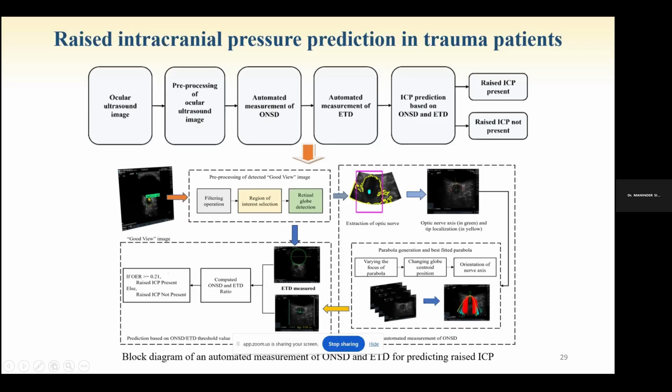Then with this fitting, we extracted the optic nerve, and after getting this you can see the optic nerve area. We generated a parabola-like shape. Multiple parabolas were generated, and we varied three parameters: the focus of the parabola, the centroid position, and the orientation of the nerve axis. With these changes, we obtained multiple parabolas, and we calculated a figure of 625, and then we measured the ONSD and ETD.